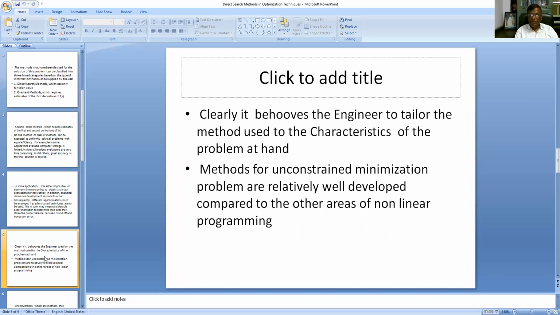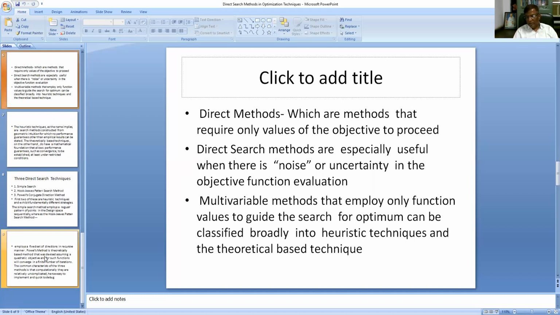Methods for unconstrained minimization problems are relatively well developed compared to other areas of non-linear programming. And as I shared with you in the beginning, direct search methods require only values of the objective to proceed. Means you have seen in linear programming problems that there is an objective function, and with the help of that objective function we come to a conclusion whether we are going to maximize or minimize the value, or what will be the maximum or minimum value of the given function. That is decided with the help of the objective function.